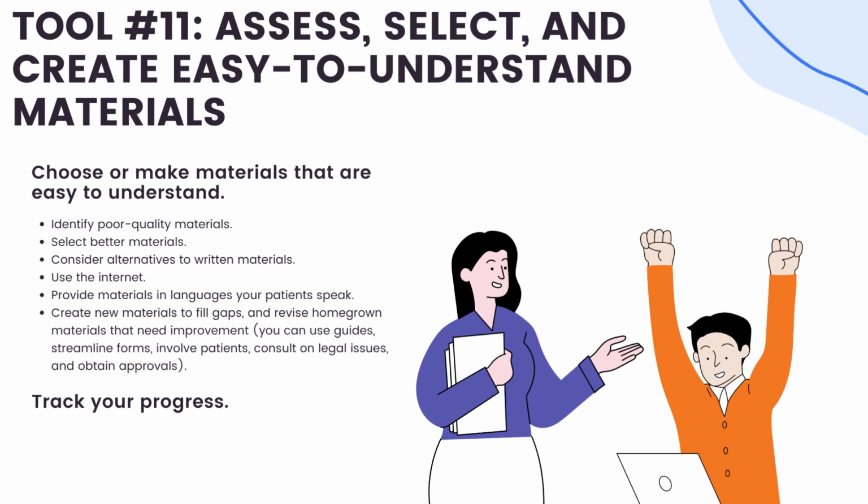Choose or make materials that are easy to understand. Identify poor quality materials. Identify materials that performed poorly on your assessment. Working with your health literacy team, consider whether these materials can be modified or whether they will need to be replaced. Select better materials. When you identify deficient materials that cannot be revised, search for new ones.